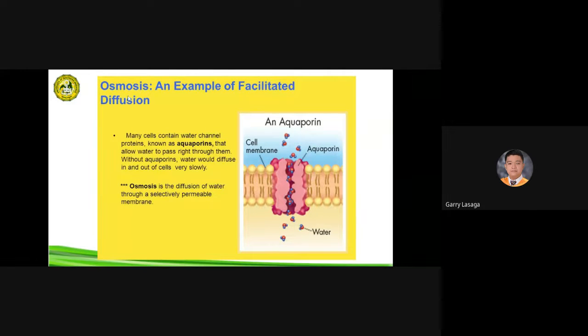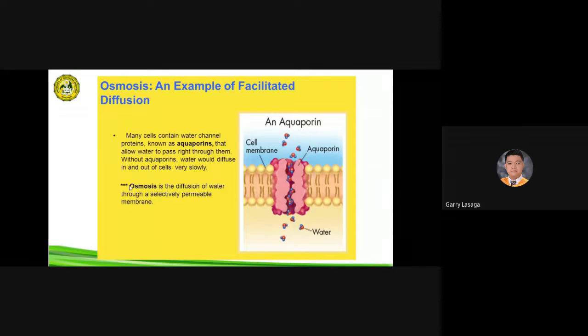So osmosis is also an example of facilitated diffusion. Many cells contain water channel proteins known as aquaporins that allow water to pass right through them. Without aquaporins, water would diffuse in and out of the cells very slowly. So water, because it is polar, needs a transport protein in order to move across the membrane, and this will be facilitated through aquaporins. This is an example of an aquaporin, and it is embedded in the cell membrane. It is a type of transport protein.